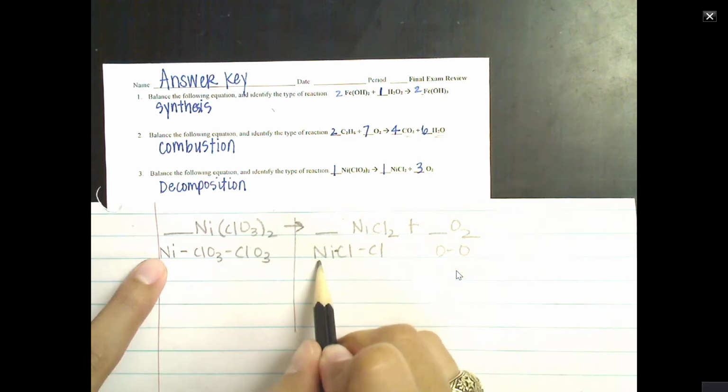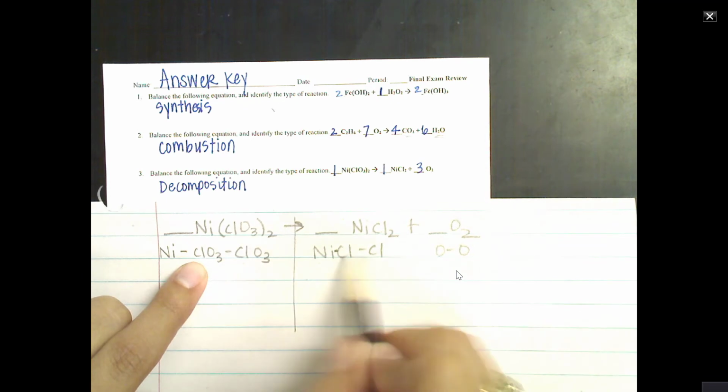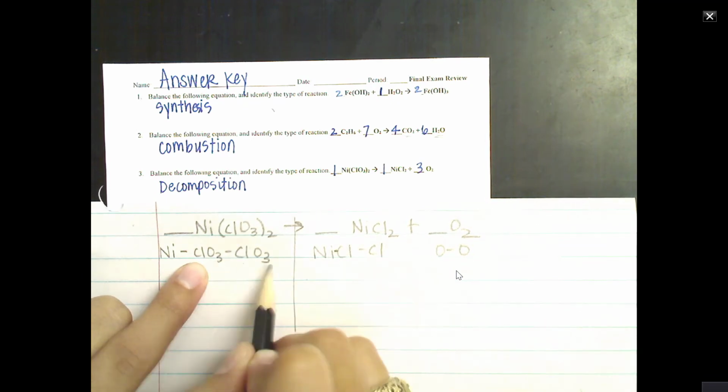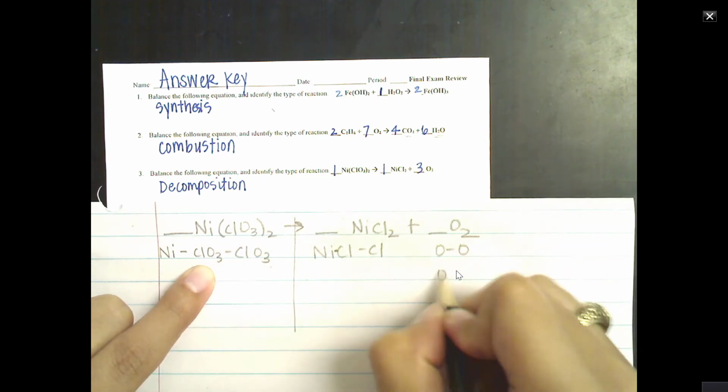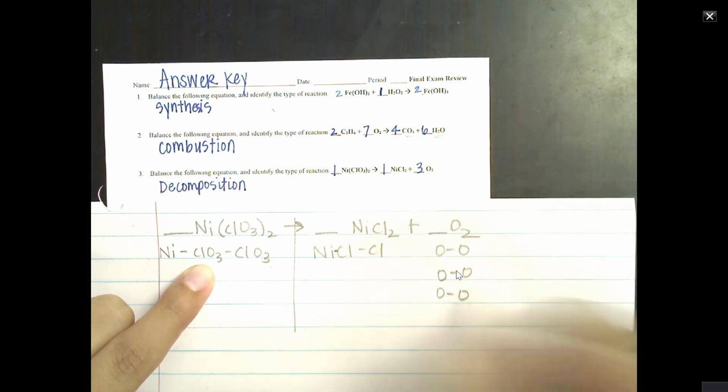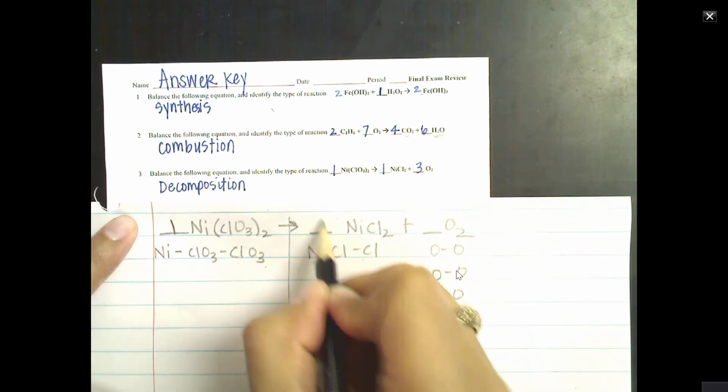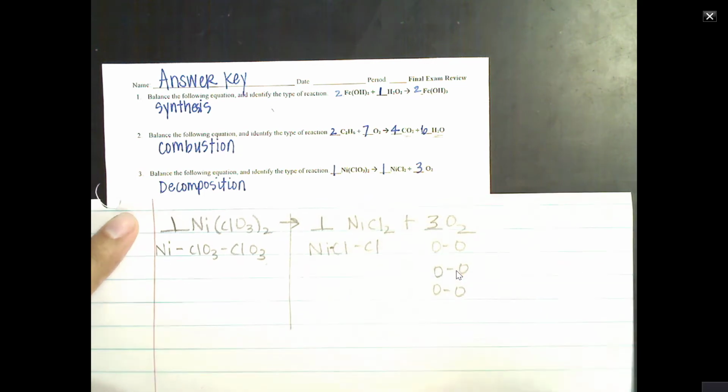Okay, so I have 1 nickel on both sides. I have 2 chlorines on both sides. But I have 6 oxygens and only 2 oxygens, which means I need 4 more, and that's it. That's how we get a 1, 1, 3 for our coefficients.